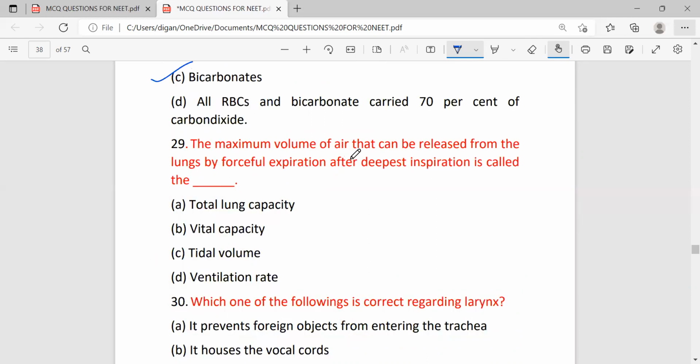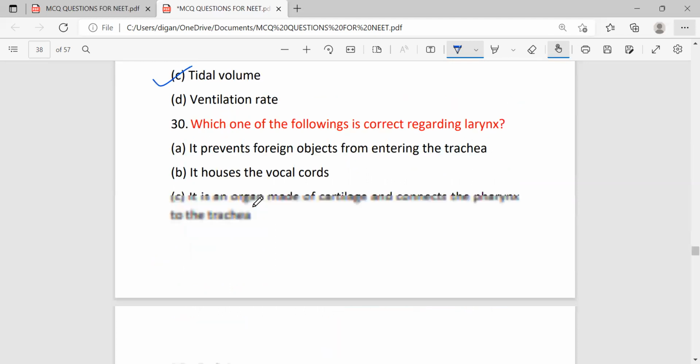The maximum volume of air that can be released from the lungs by forceful expiration after a deepest inspiration is called the, for 29, correct option is 3, that is tidal volume.